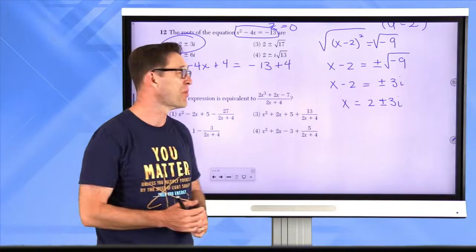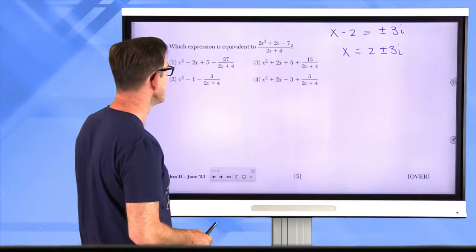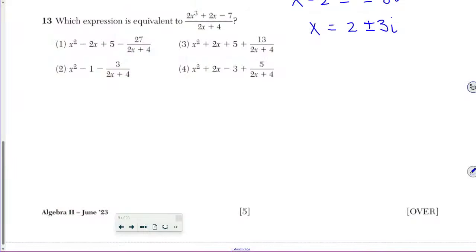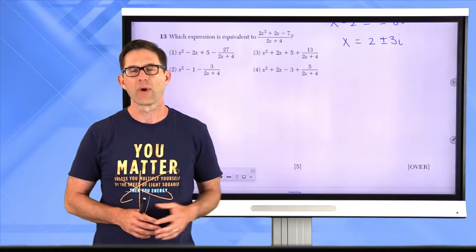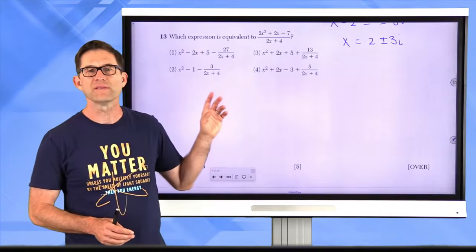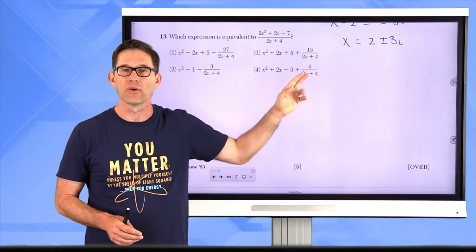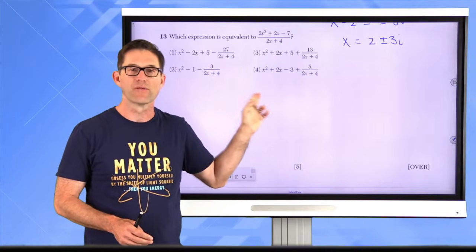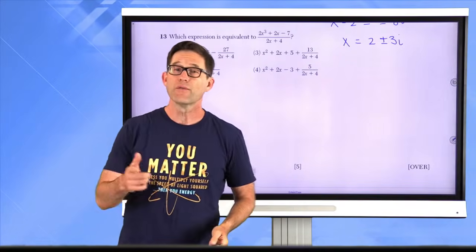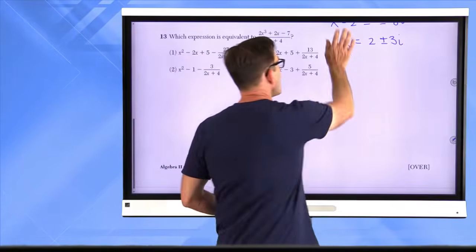All right, let's take a look at a polynomial long division problem. Exercise number 13. Which expression is equivalent to 2x to the third plus 2x minus 7 divided by 2x plus 4? All right, now I know that this is polynomial long division as opposed to just simplifying a rational expression, because all of these have a fractional remainder going on here. Minus 27 over 2x plus 4, minus 3 over 2x plus 4, etc. So I'm going to review for you now how to do polynomial long division.